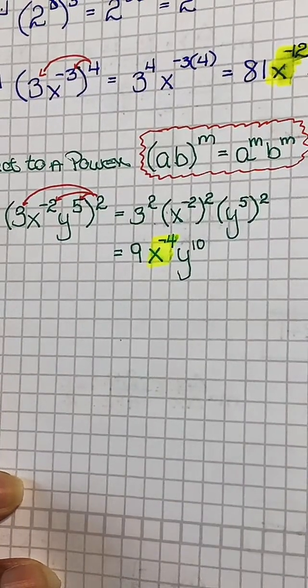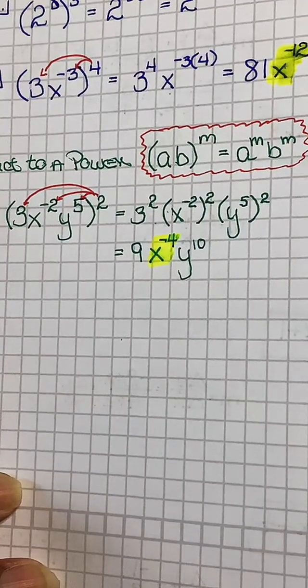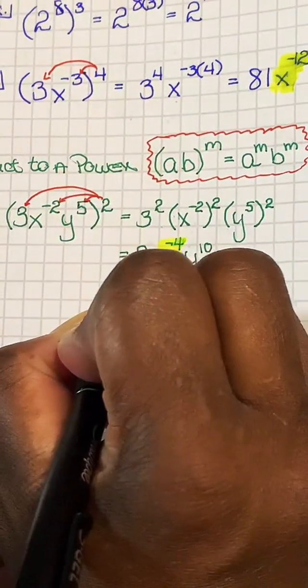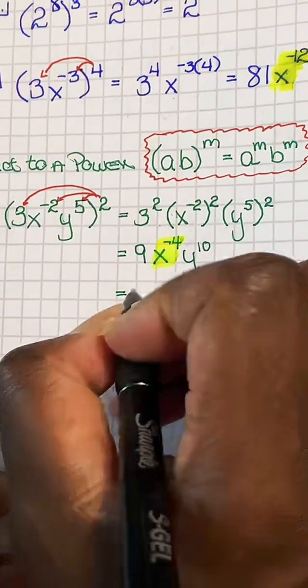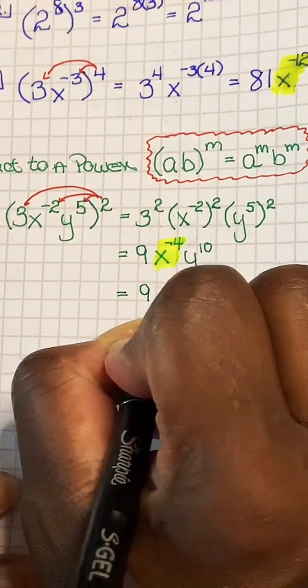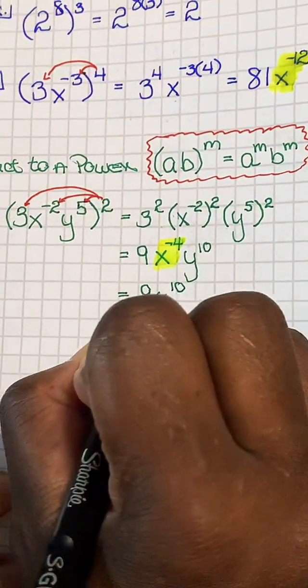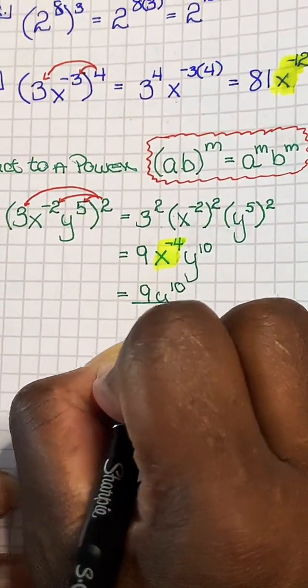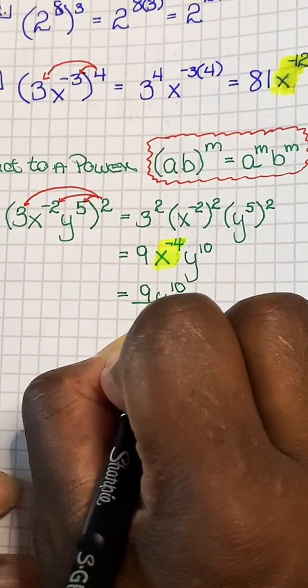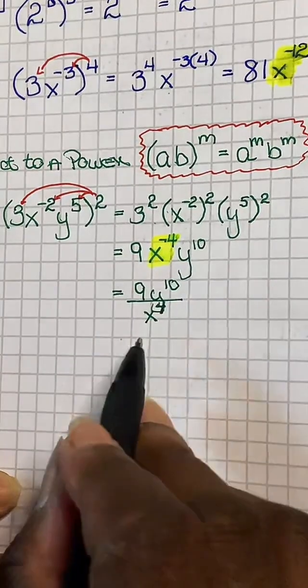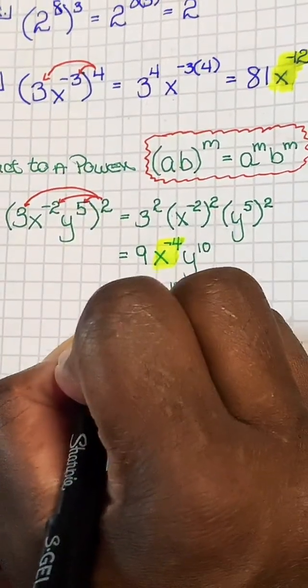So when we drop it down, drop it like it's hot, it's going to look like this. What stays is going to be your 9 and the y to the 10th. What goes down in the denominator is going to be your x to the 4th, and it's going to be positive.